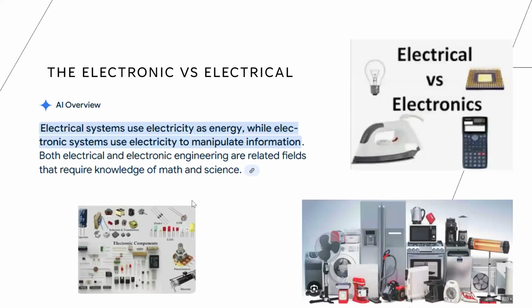So, starting with a fundamental question: what is electronics versus what is electrical? I gave a quick search on Google. It tells this: electrical systems use electricity as energy, while electronic systems use electricity to manipulate information.